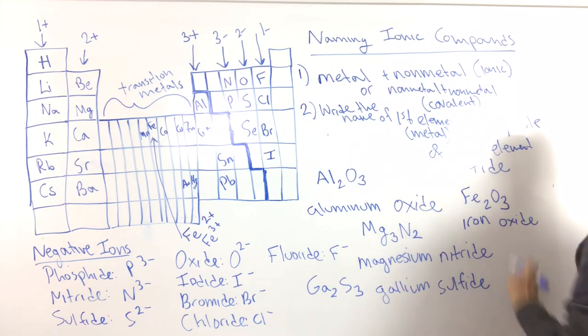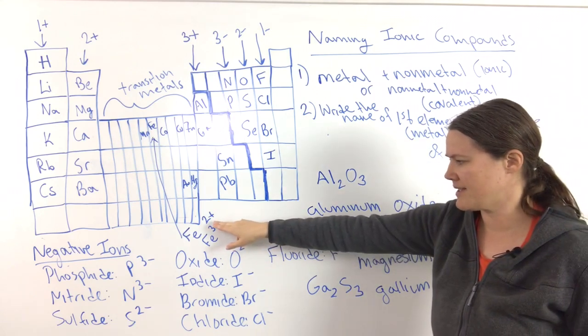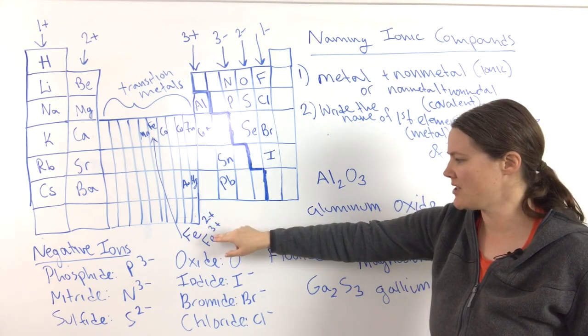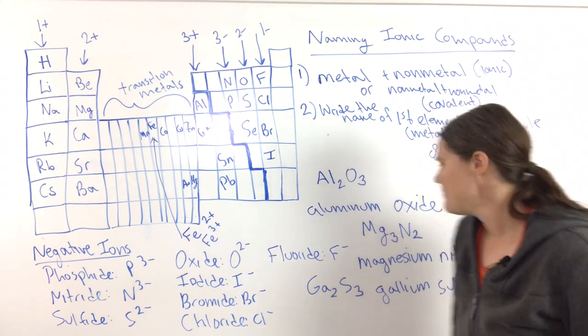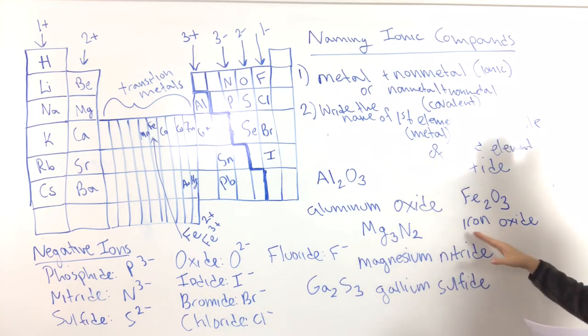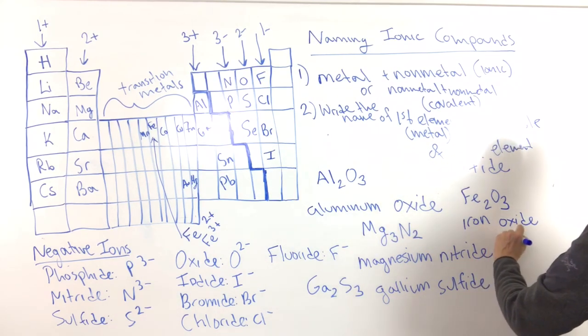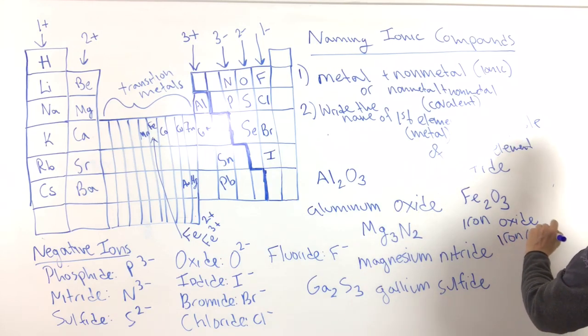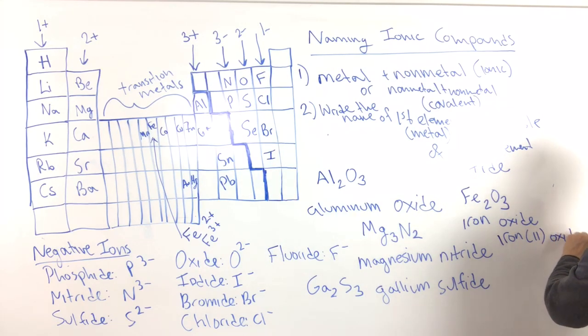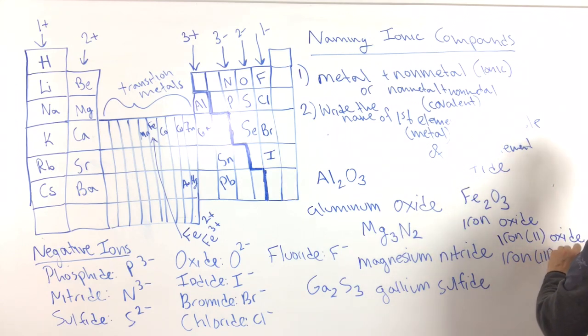But the problem is, based on the name, we don't know if iron is an ion with a 2+ charge or a 3+ charge. So really, this can form a couple different compounds. It can form iron(II) oxide, or iron(III) oxide.